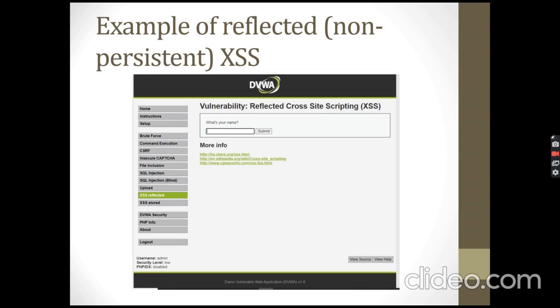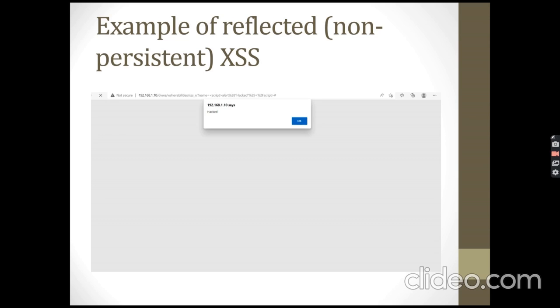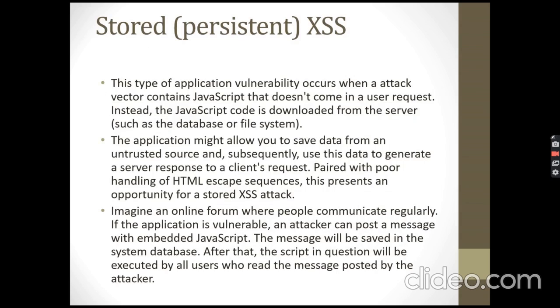Here is an example of reflected XSS. The attack is performed on a dummy website known as Damn Vulnerable Web Application. Here the script is submitted in the search bar and it gets executed and gives an alert that the system is hacked, which is a fake alert.